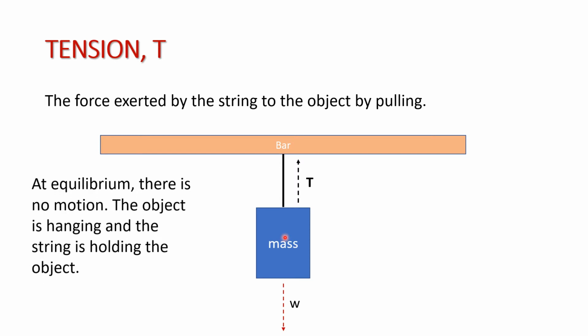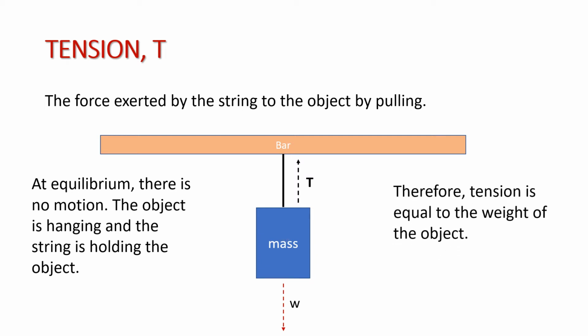At equilibrium, there is no motion. The object is hanging and the string is holding the object. Therefore, tension is equal to the weight of the object.